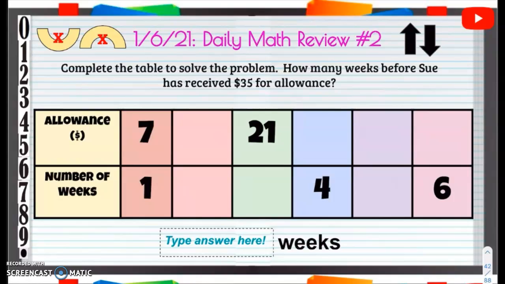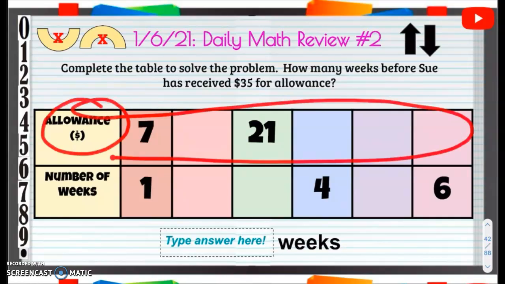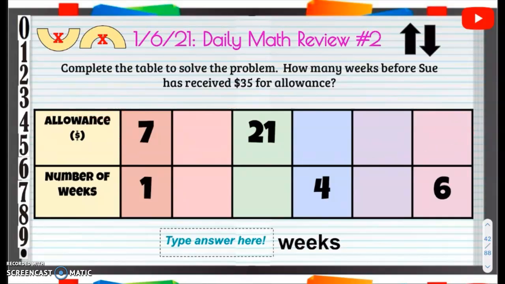All right, so we're going to complete this table to solve the problem. How many weeks before Sue has received $35 for allowance? So, how many weeks will there be before she gets $35 of allowance? So, here's that allowance here. So we're trying to figure out wherever that 35 is on these, we're trying to figure out the number of weeks.